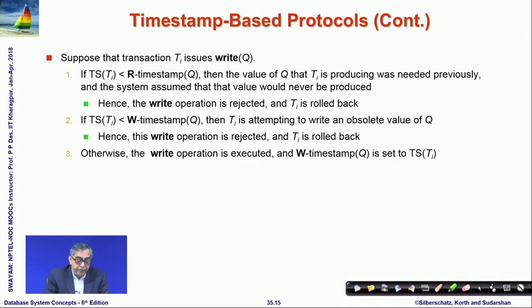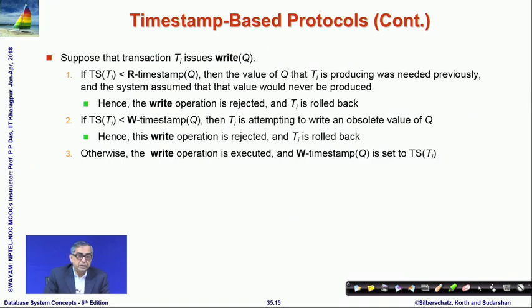Second case, if the transaction Ti has a timestamp which is less than the write timestamp, which means that this transaction is older than the transaction that has done the last write. So, Ti is attempting to write an obsolete value of Q, and hence this write operation is again rejected and Ti is rolled back. Otherwise, in other cases, the write operation is executed and the write timestamp will be set to the timestamp of this transaction which has written it.